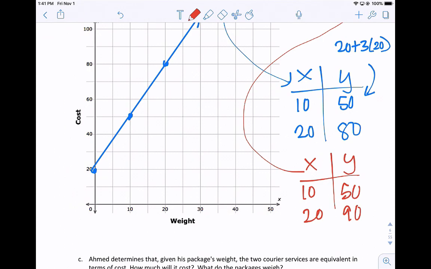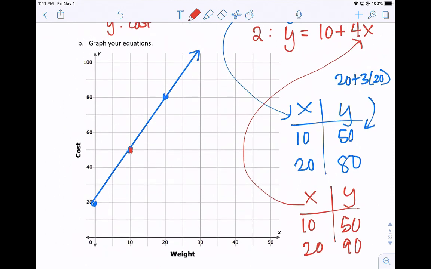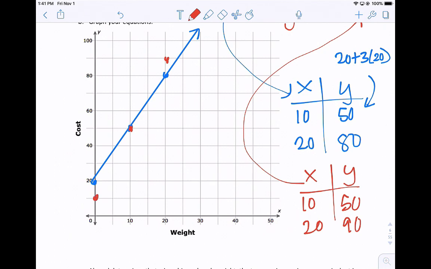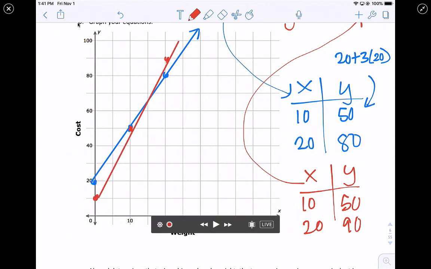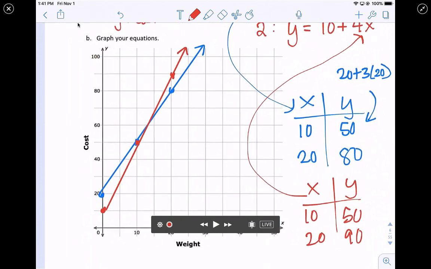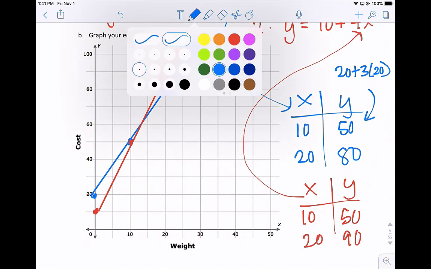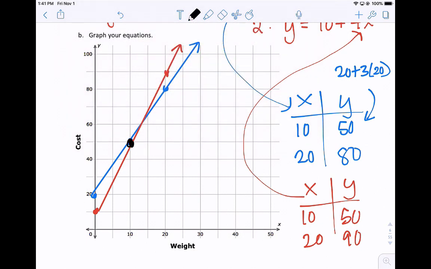All right, so 10, 50, 20, 90. And the y-intercept for that one was 10. Ooh, I didn't use my line tool. Okay, so here's what it looks like. And you can see, again, the plan 1 started out more expensive, but pretty quickly it ended up costing the same. And where was that point of intersection?